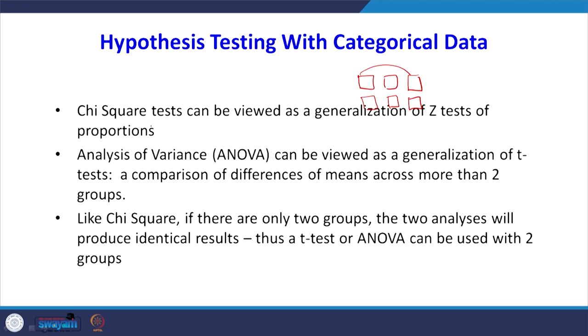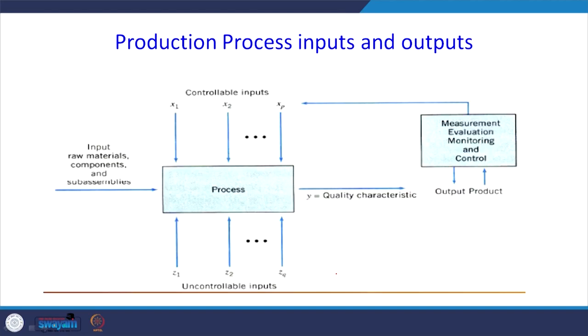So the chi-square test can be viewed as the generalization of the Z test of proportion. In the same way, ANOVA can be viewed as the generalization of the T test, a comparison of difference of means across more than 2 groups. Like chi-square, if there are only 2 groups, the two analyses will produce identical results. Thus, a T test and ANOVA can both be used with 2 groups, and both will give you the same answer.